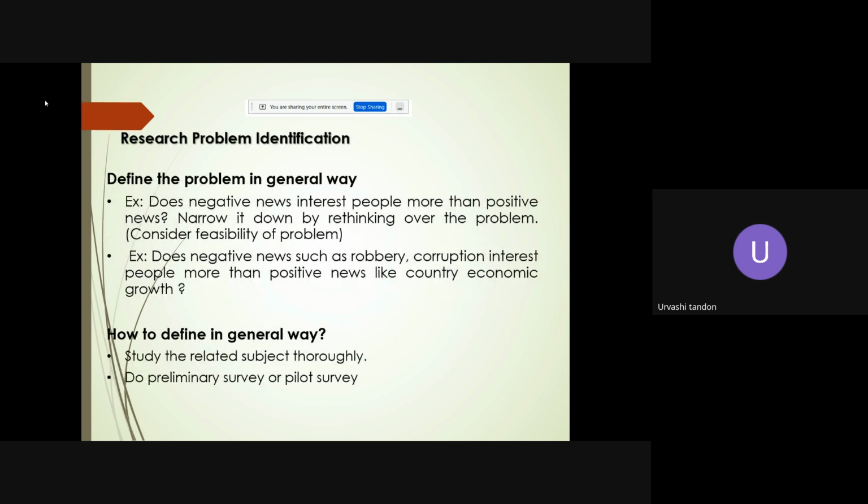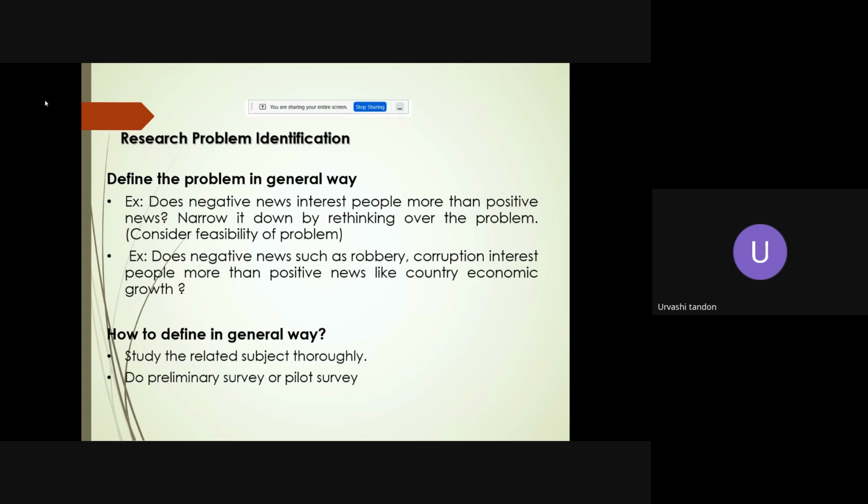So ideally, you need to define the research problem in a general way, right? But then make it narrow. Let's say, for example, does negative news interest people more than positive news? So you need to narrow it down by rethinking the problem.